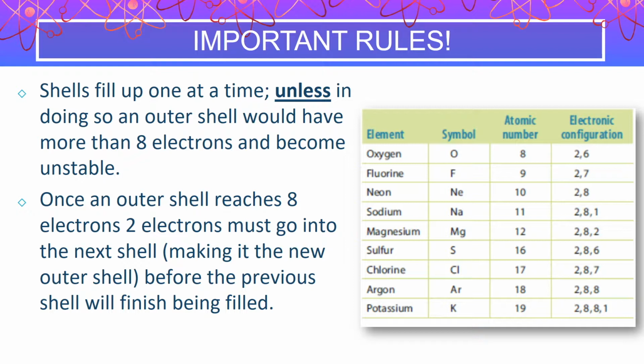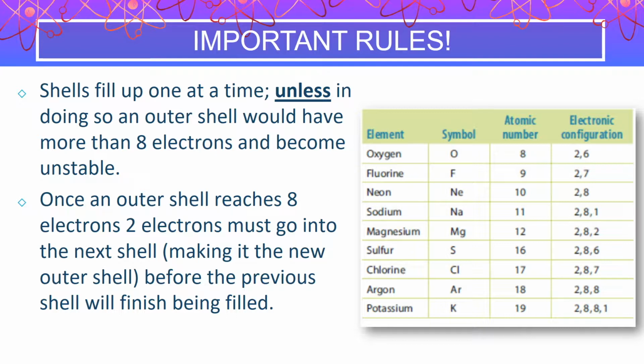When it comes to writing out things like shell diagrams and electronic configuration, you're only going to go up as high as calcium, which has an atomic number of 20, in which you would only go so far as to create a 4th shell and put 2 electrons in there. You won't be coming back and backfilling the 3rd shell with that.